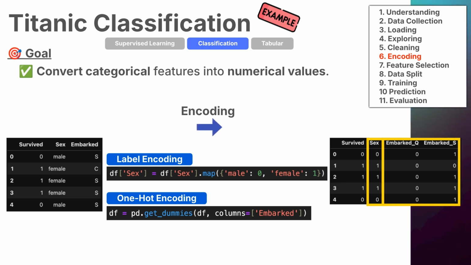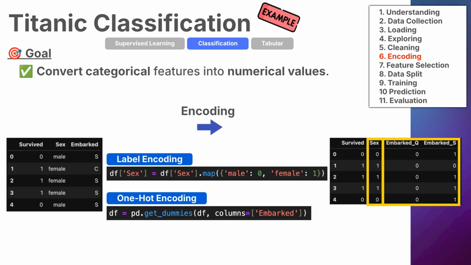We use drop first true to avoid multicollinearity by dropping one category. Embarked C becomes the reference group. This avoids falsely implying an order or ranking between ports. Now, the model can interpret the values numerically for both sex and embarked.